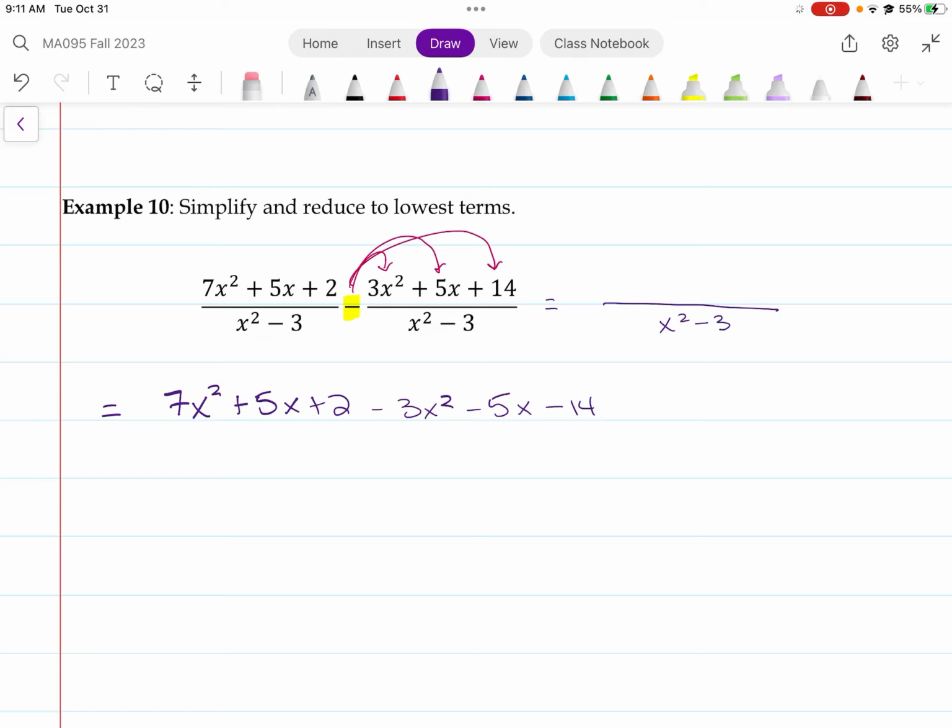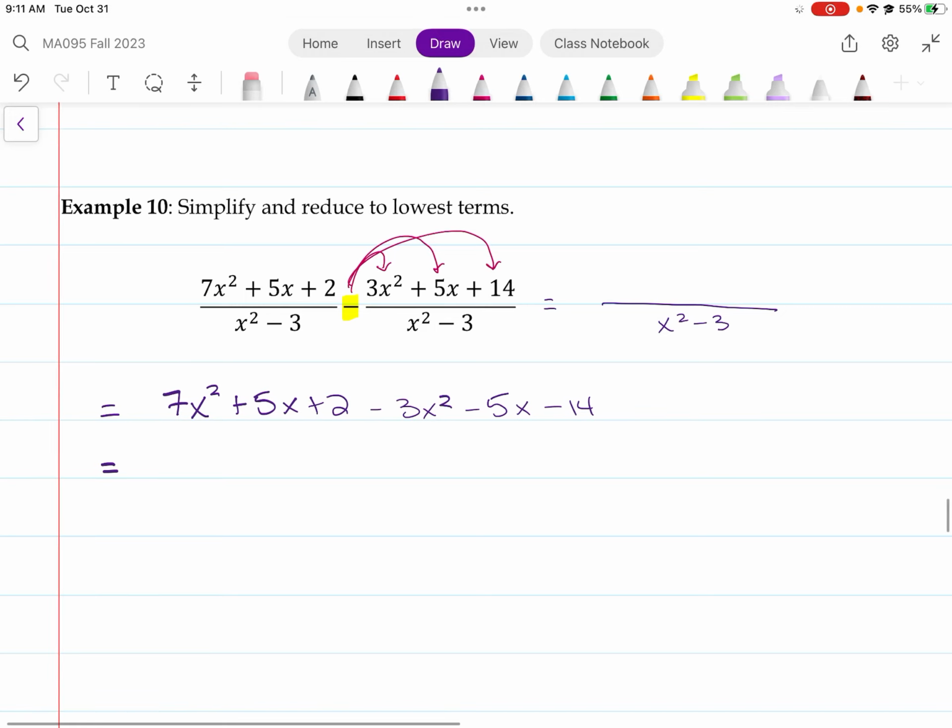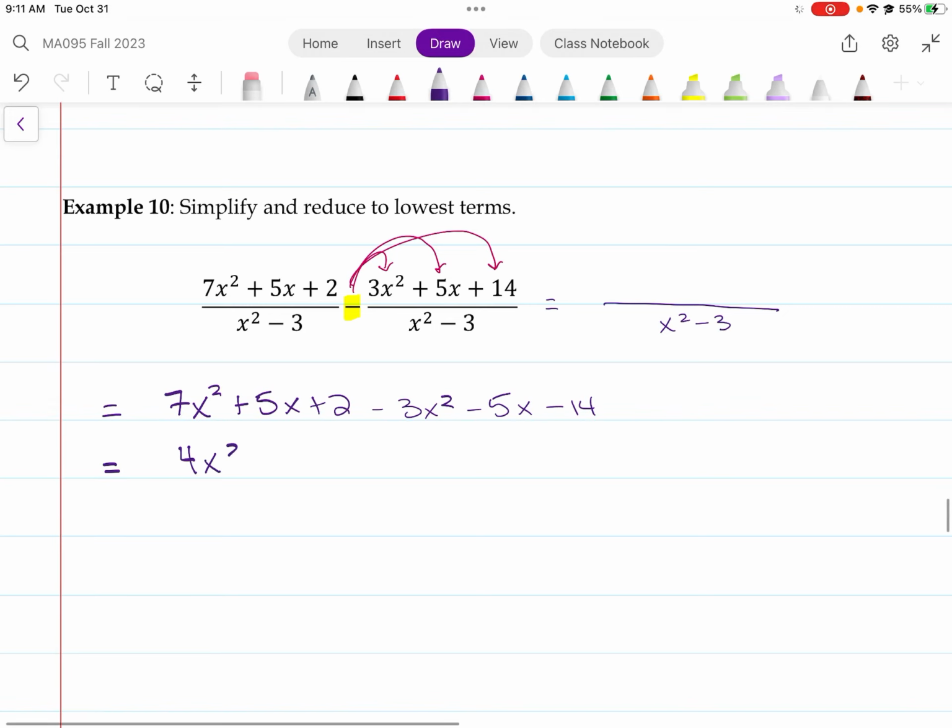All right, so let's just keep working with the top. So we get 7x squared minus 3x squared. So both of them are squared. We've got 4x squared. All right, so I just dealt with that one and that one. And now I'm going to deal with the 5x's. Oh, look, those go away. So 5x minus 5x goes away. That simplifies things. And then we've got that one and that one. So now we've got plus 2 minus 14 is minus 12. All right, and that is all over x squared minus 3.